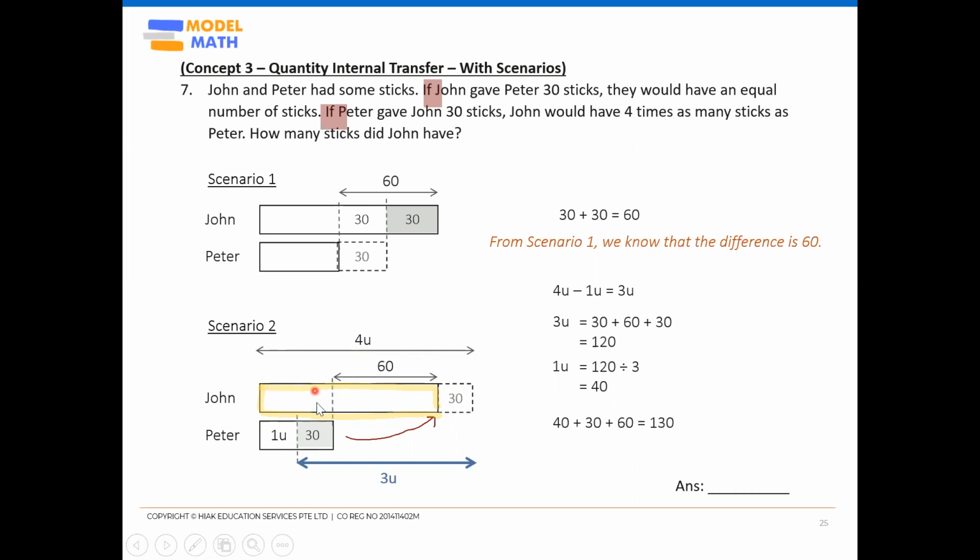So 1u plus 30 plus 60. Please take note, not this whole thing is 1 unit, okay? Because some of you might accidentally forget. So you might want to just help yourself by extending this. Write down 1u here, write down 30 here. Okay, so the yellow part is what we have for John. This plus this plus this.